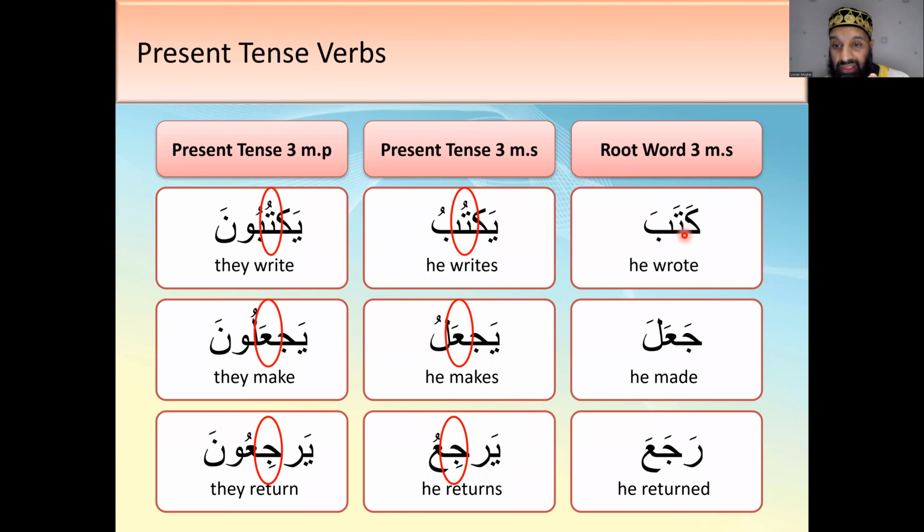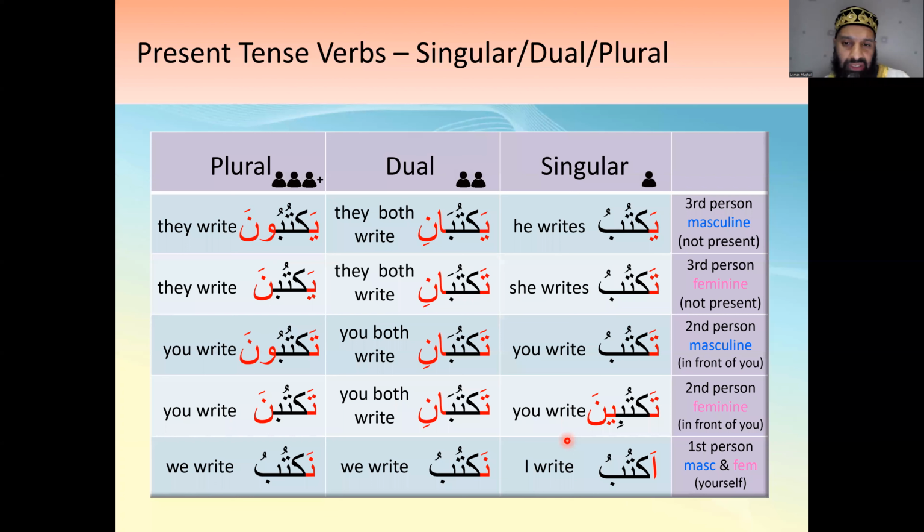So you learn the verb kataba like this: kataba yaktubu, ja'ala yaj'alu, raja'a yarji'u. It's different for each verb. But another verb, it'd be different. So you have to learn the present with the past in order to get the vowel for that verb, as explained in more detail last time.